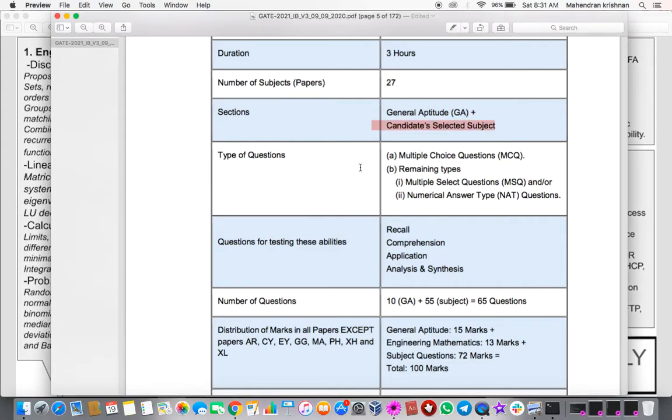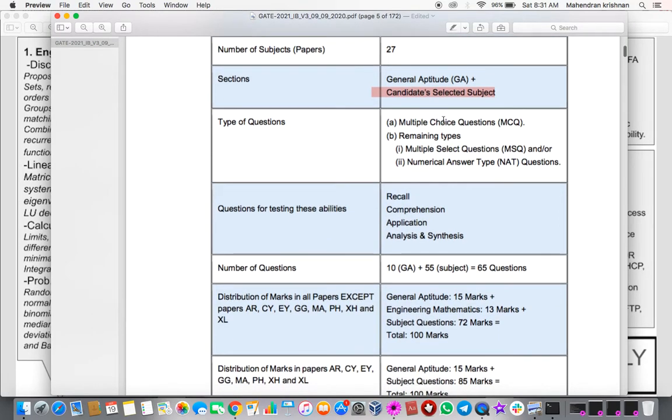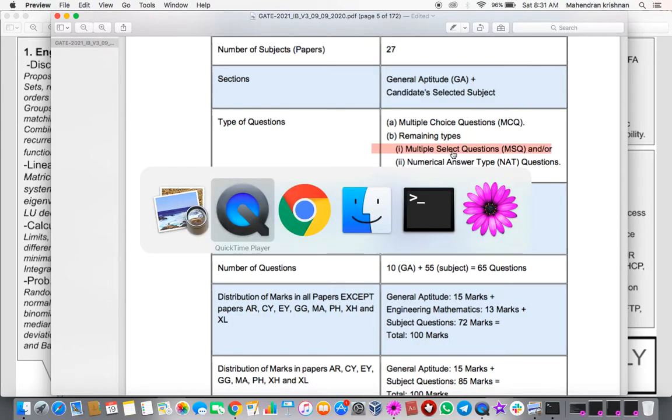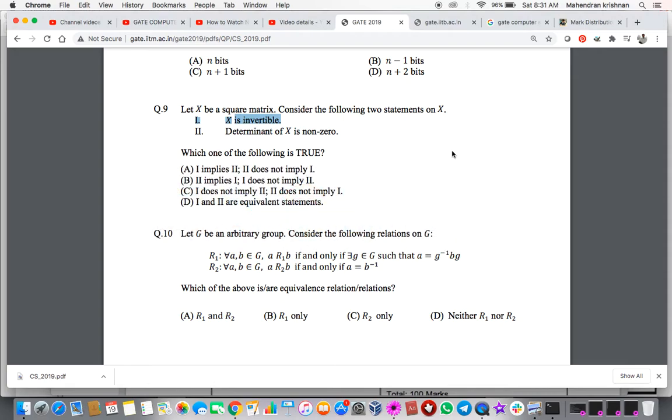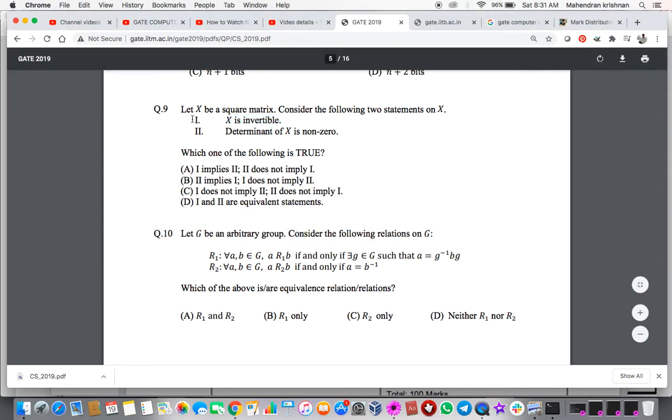The types of questions are multiple choice questions, which we are aware of, and multiple select questions. I'll give an example. This is a multiple select question. A couple of statements would be given in the question itself, and we choose multiple options, for example either one is true. This is also a multiple select question.